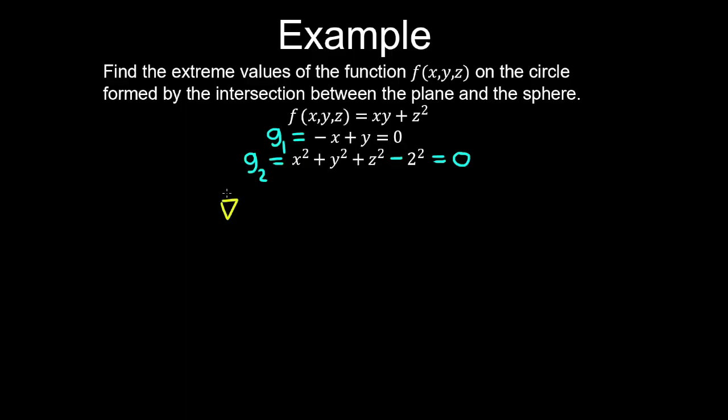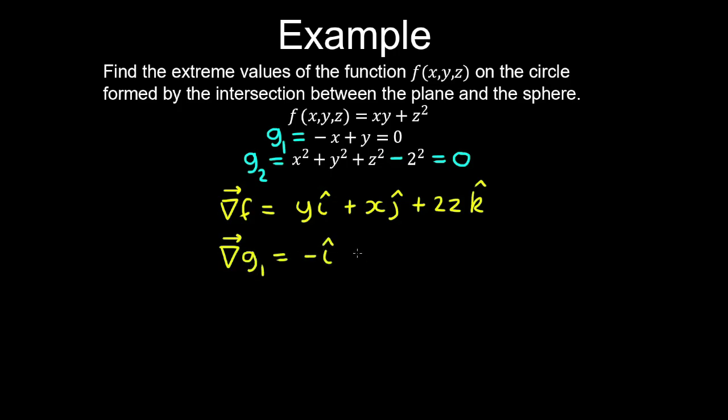So the first step is to find the gradient of f, which is y in the i direction, plus x in the j direction, plus 2z in the k direction. And the gradient of the first constraint function is minus i plus j. And the gradient of the second constraint function is 2x in the i direction, plus 2y in the j direction, plus 2z in the k direction.